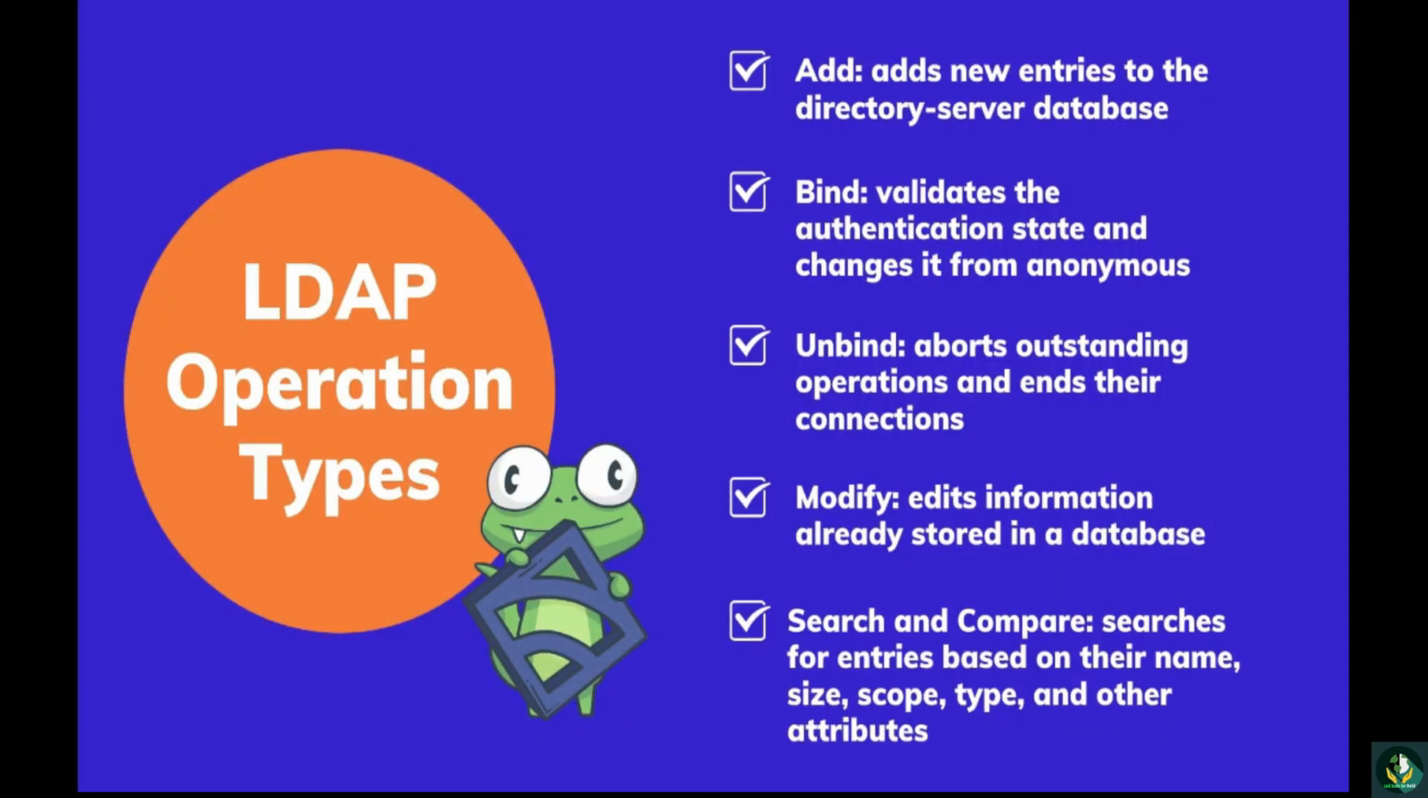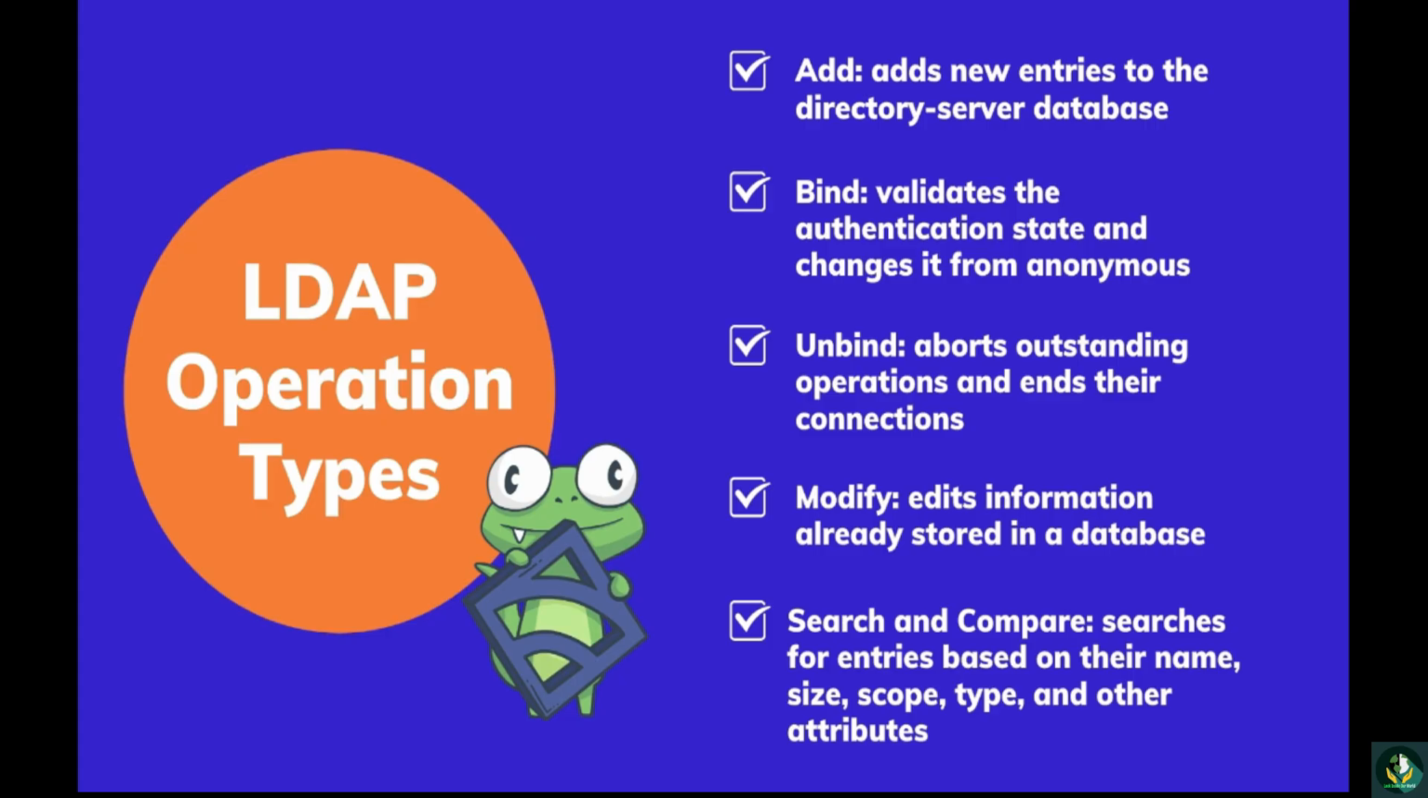Now come LDAP operation types. So what is LDAP? Lightweight Directory Access Protocol. The Lightweight Directory Access Protocol is an open, vendor-neutral industry standard application protocol for accessing and maintaining distributed directory information services over an Internet Protocol network.